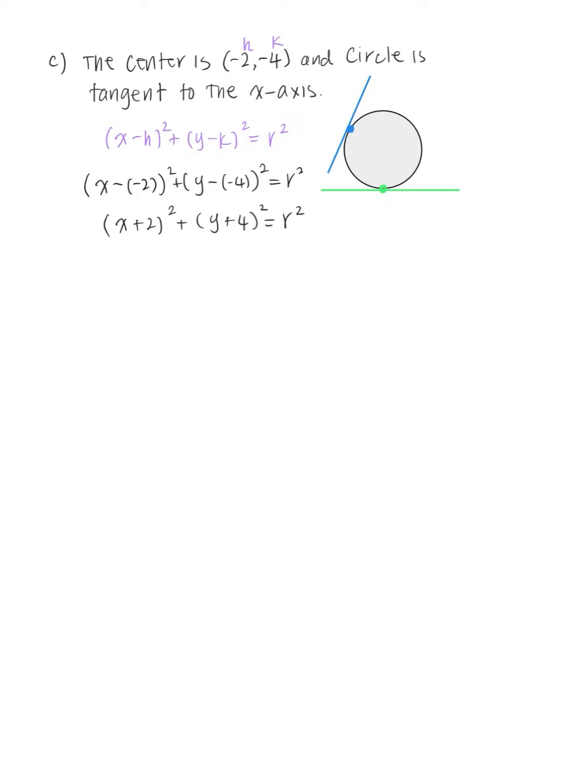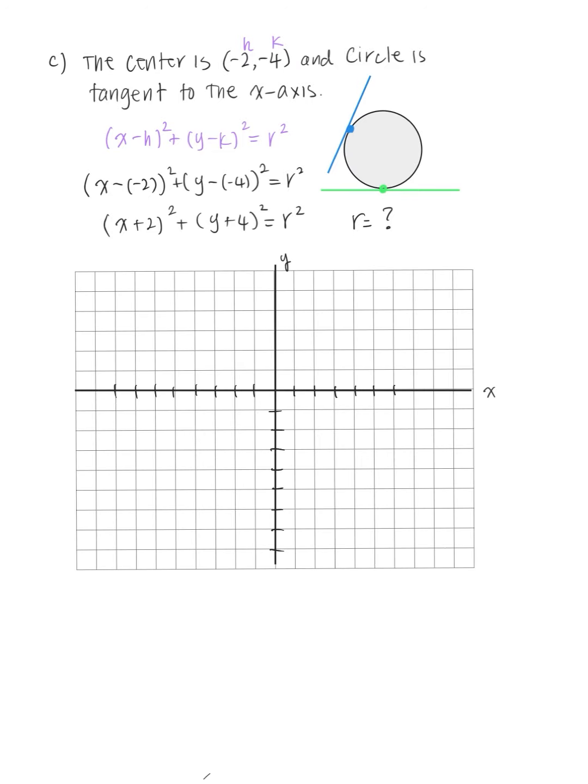So again, for this problem, the question is, what is the value of r? We only know the center and the fact that the circle is tangent to the x-axis. So in order to find r, let's just draw this out. First, jot down the center, which is -2, comma -4. 1, 2, 3, -4. So the center is going to be here. Now, can you compute what the radius is going to be? Think about it a little bit. And your graph has to be tangent to the x-axis.